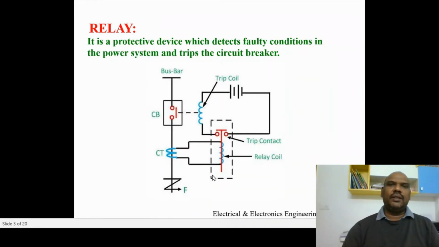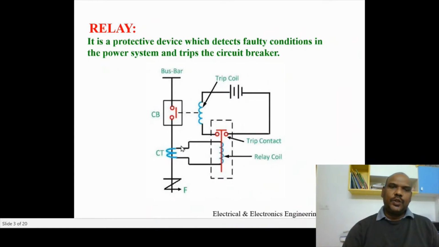This can be understood by this diagram below. So this is the supply line on which the circuit breaker is connected, and this line goes to the load, and this is the trip coil circuit of the circuit breaker. This is the relay coil which is supplied from secondary of this CT. Under normal conditions, the circuit breaker will be in closed condition, and this NO contact of the relay will be in open condition.